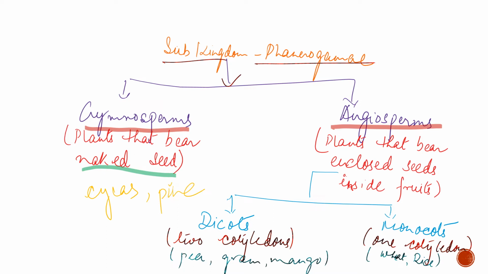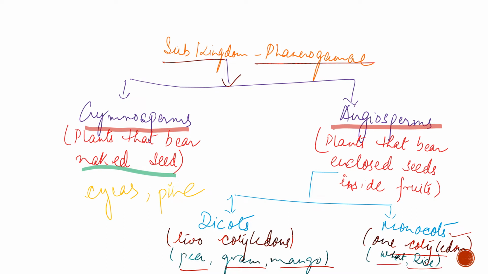Again, moving on to the angiosperms, these are plants that bear enclosed seeds inside the fruits. These plants are again divided into two types, that is dicots and monocots. Dicots are those that have two cotyledons. Examples: pea, gram and mango are dicots. So they have two cotyledons or two seed leaves. Another part is monocots, having one cotyledon. Examples are wheat and rice.